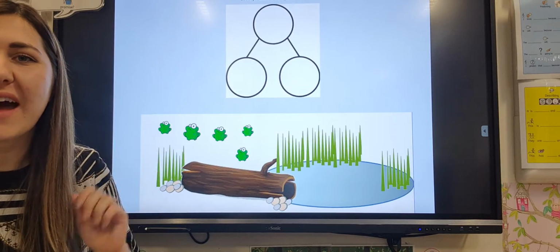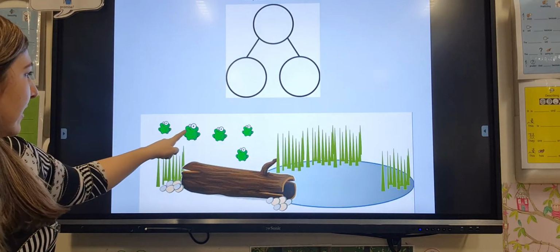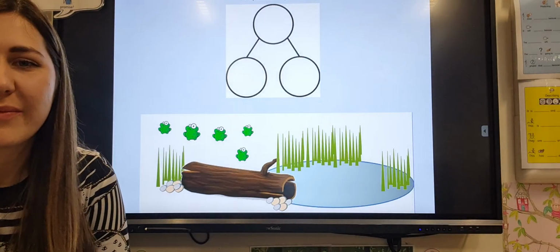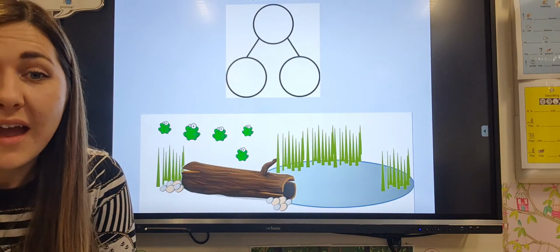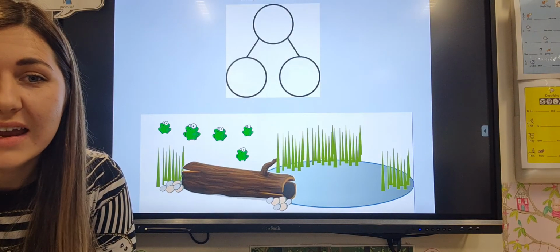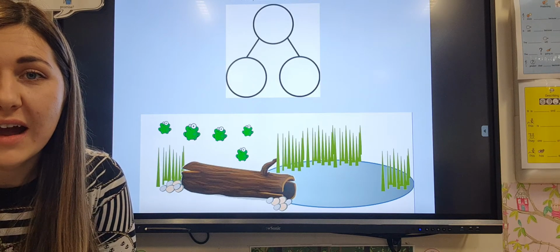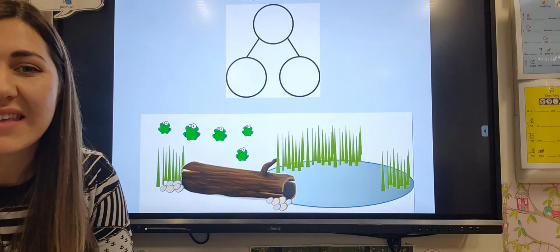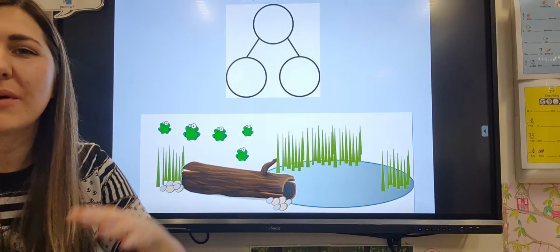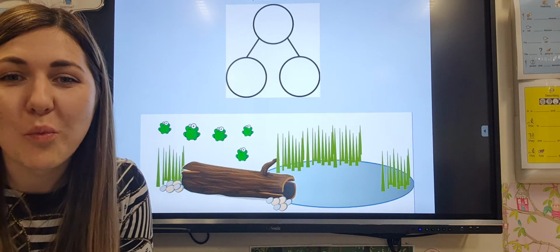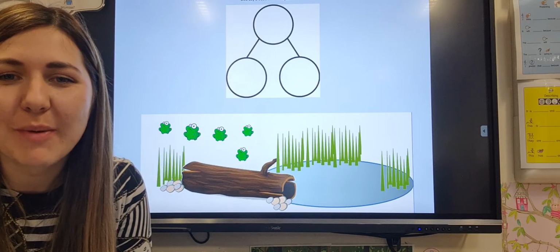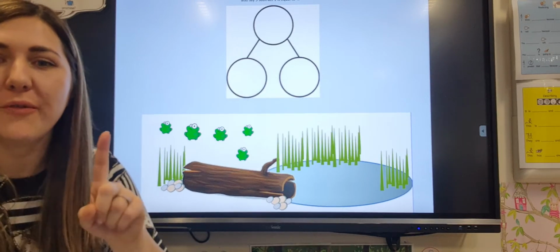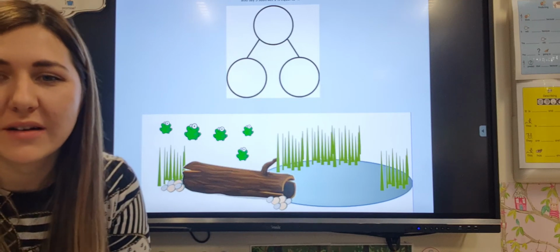First, there were 5 frogs. 1, 2, 3, 4, 5. They were all near the log. It was a very hot day. 5 frogs were sat near the log. We can say 5 is the whole. It was so hot that 1 frog jumped into the pond. We can say 1 is a part because 1 frog has gone away into the pond.